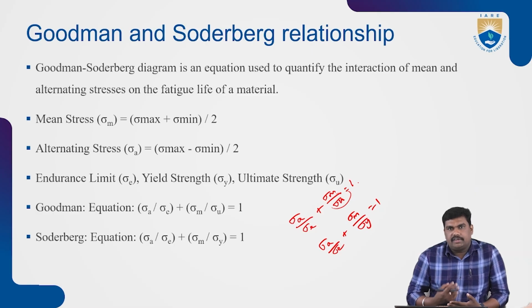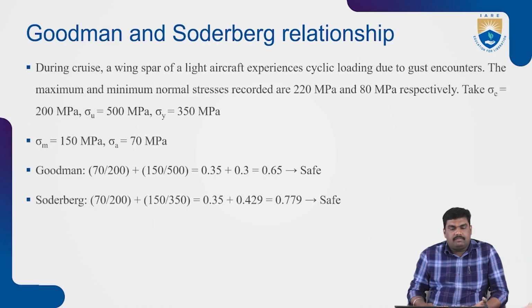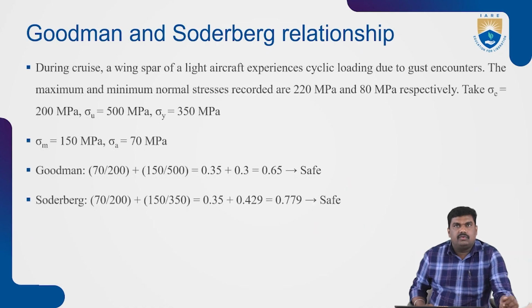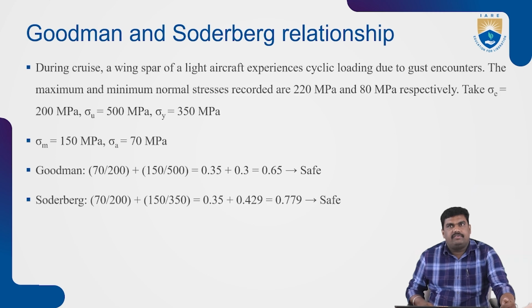When you are considering the load factor and the factor of safety, this equation will be slightly modified. This is without considering the factor of safety and your load factor. Now for the same basic example: during cruise, a wing spar of a light aircraft experiences cyclic loading due to gust encounters. The maximum and minimum normal stresses recorded are 220 megapascal and 80 megapascal respectively. Take the endurance limit as 200 megapascal, ultimate strength as 500 megapascal, and yield strength as 350 megapascal.